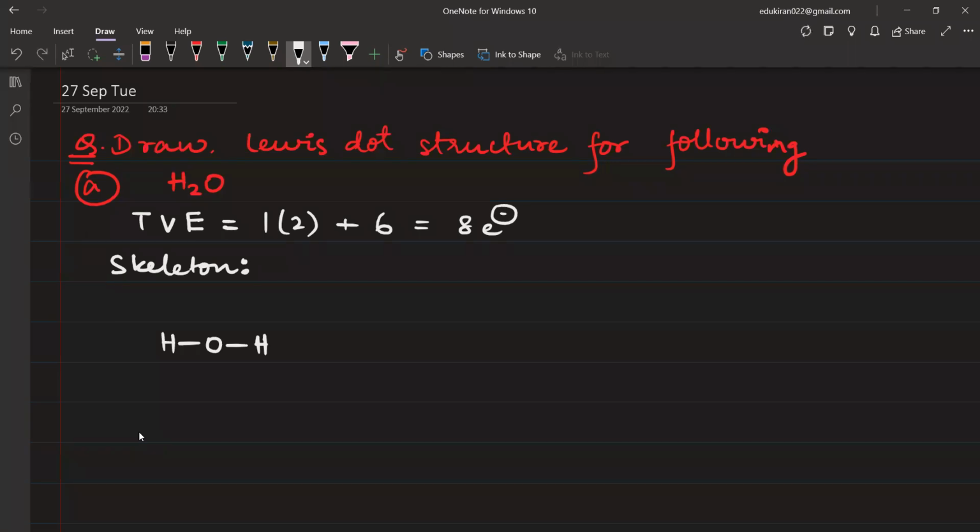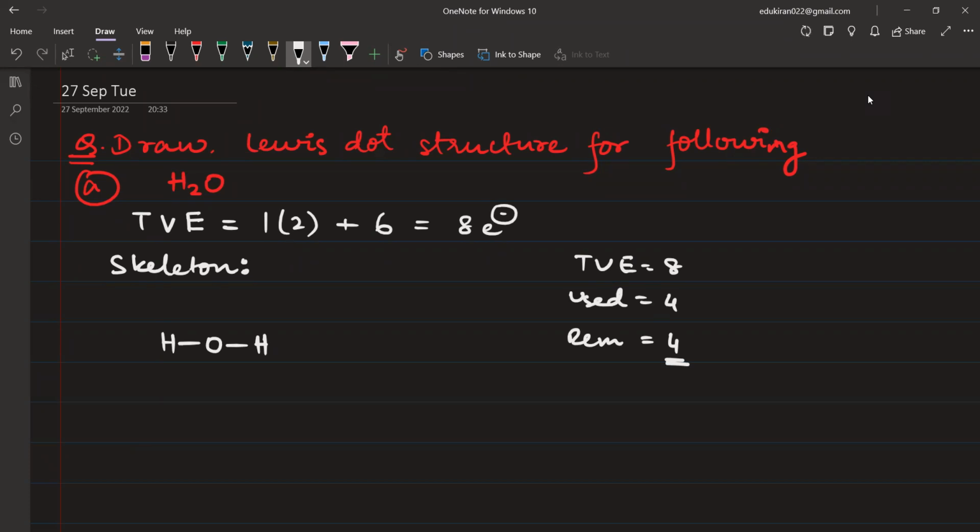So are the hydrogens happy? And how many electrons have we used? Since we have made 2 bonds, we have used... this is the total valence electron, that is equal to 8. In the skeleton, we have used how many? We have used 4 electrons, so remaining are 4. So we have to fill 4 more electrons.